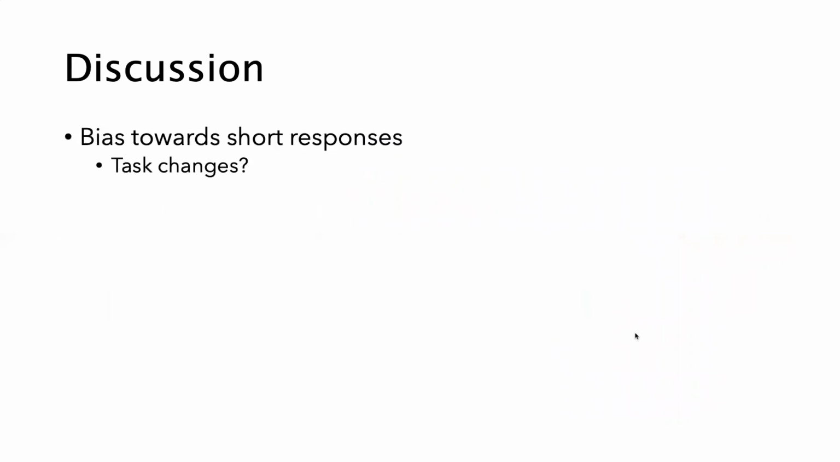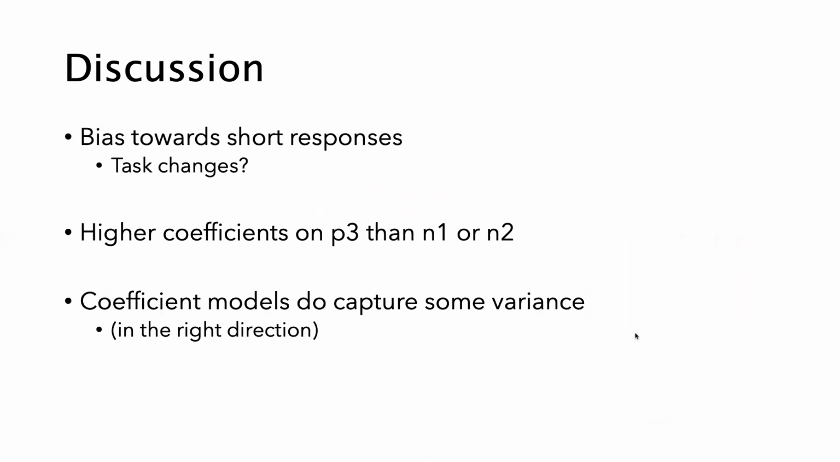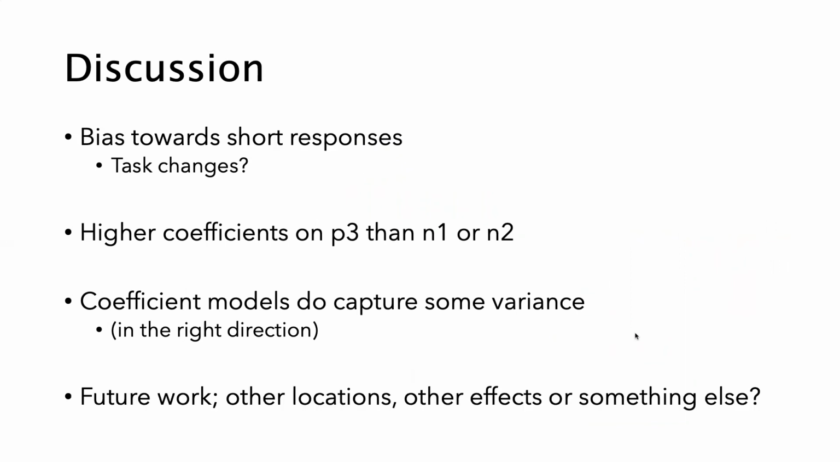Ultimately, these results show a sound start to this modelling project. First, it is evident that there is a bias towards short tone responses. Secondly, surprisingly, P3 showed a higher coefficient than N1 or N2, which we expected to be driving the evidence accumulation process. However, the coefficient models do capture some of the variance seen in the deviant condition, which is promising for future work. We could also investigate a range of other effects before considering data from a schizophrenia patient group.